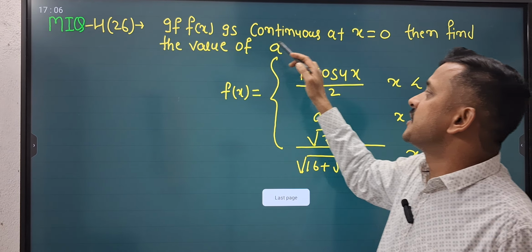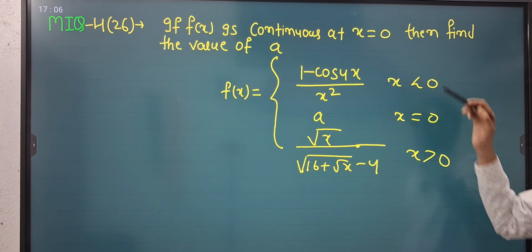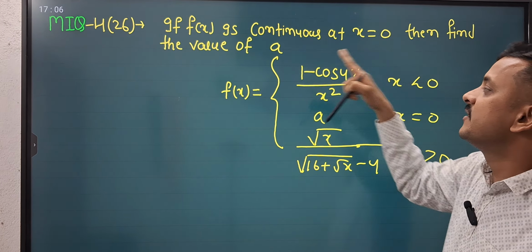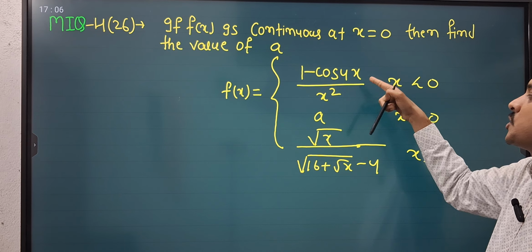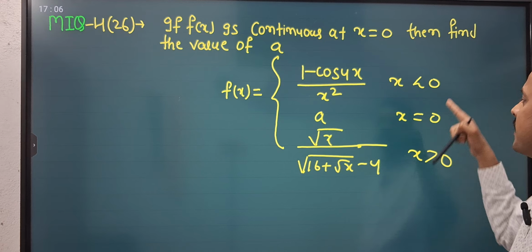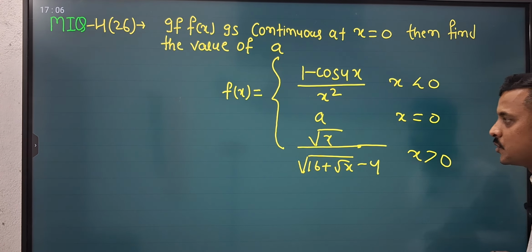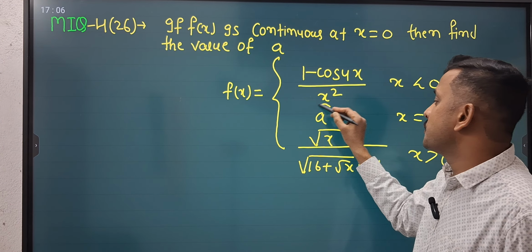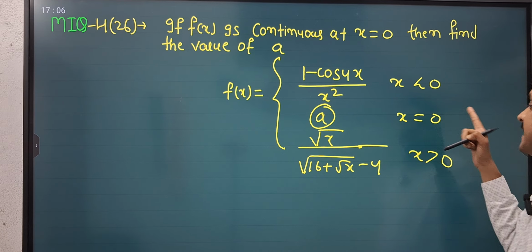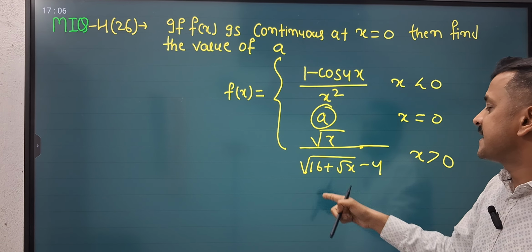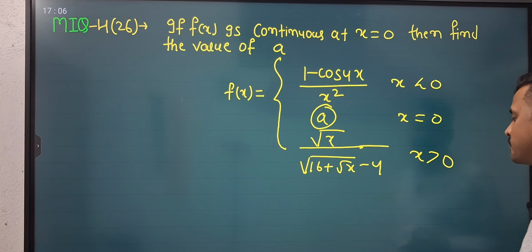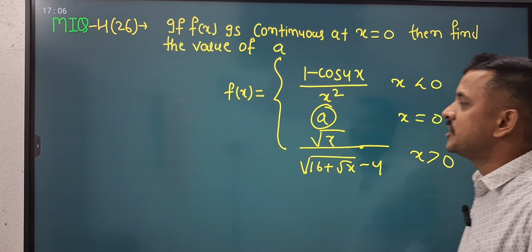If f(x) is continuous at x equals 0, then find the value of a, where f(x) is (1 minus cos 4x) by x square when x is less than 0, f(x) equals a when x equals 0, and f(x) equals root x by (root of 16 plus root x minus 4) when x is greater than 0.